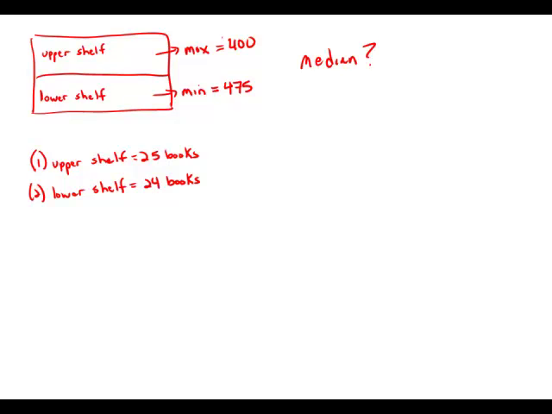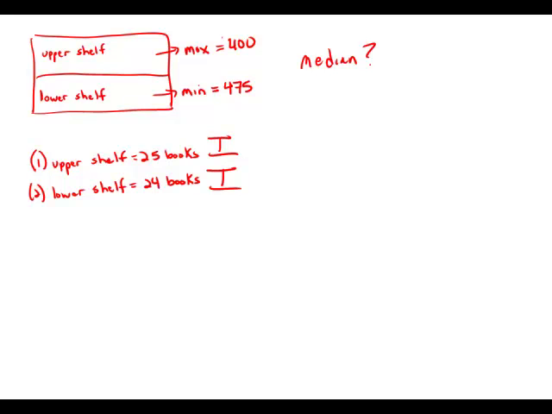So, statement number 1 tells us the upper shelf has 25 books. Well, just knowing that, we have zero information about how many books are on the lower shelf. So just knowing how many books on the upper shelf, that by itself is completely insufficient. Now, very tricky, we have to forget statement number 1, focus purely on statement number 2. Statement number 2, we know that there are 24 books on the lower shelf, but now we have no idea about the upper shelf. And so again, this statement is completely insufficient.